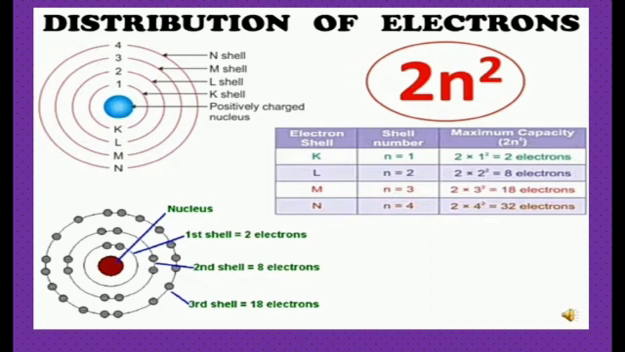The next shell is the second shell. The shell number 2 is called the L shell. The next shell is shell number 3, then shell number 4. It is given like that. The shell number 3 is also called the M shell. The shell number 4 is called the N shell.